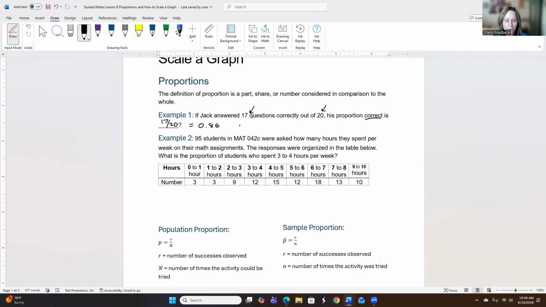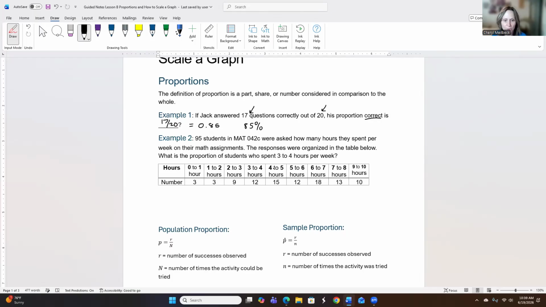Or as a percent, we know to move the decimal over 2 places, and we could write it as 85%. All three of those would be correct. Let's look at another example. In example 2, it says 95 students in Math 042C were asked how many hours they spent per week on their math assignments. The responses were organized in the table below. What is the proportion of students who spent 3 to 4 hours per week?